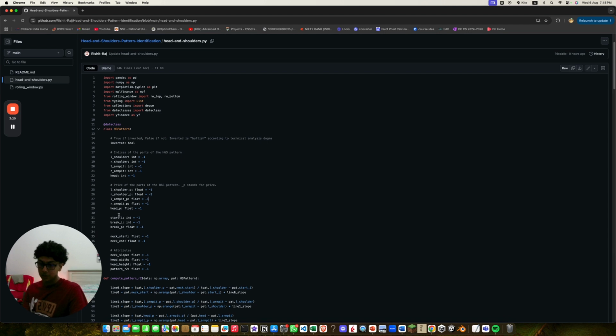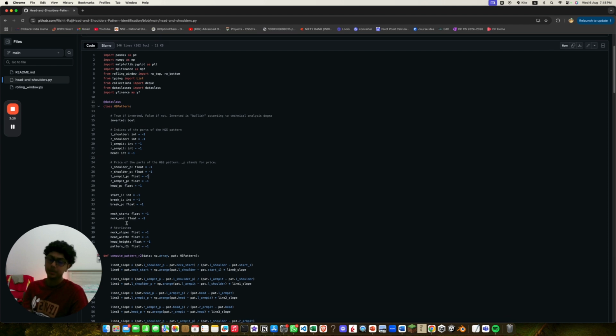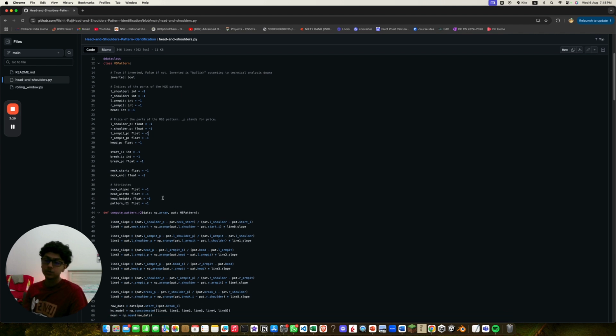Then we would have the start date, in this case a datetime attribute. And then we have some other custom attributes which we will use for calculations like R squared: neck slope, head width, head height, pattern R squared. These are mainly to check that the head and shoulders pattern is valid. There are certain rules. Keep in mind this is a computer, so you do have to give it some rules to identify the head and shoulders patterns. When we get to that function, I will cover that.